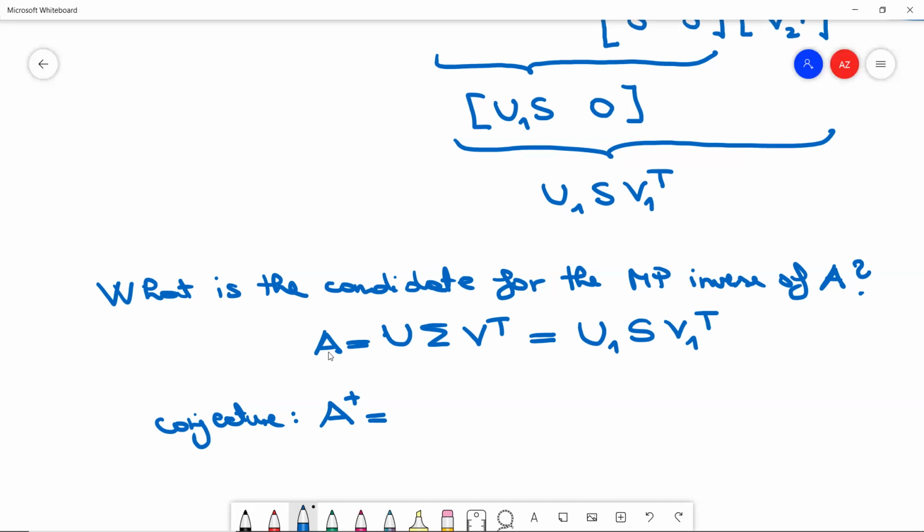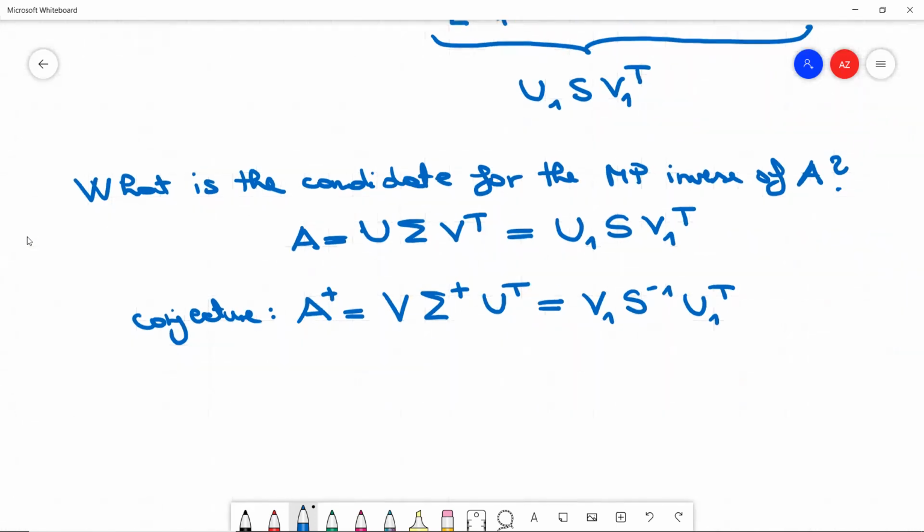If A is singular or if A is rectangular, then we can conjecture the same for A plus. So it's V transpose inverted, so it's V, then sigma not inverted but sigma plus, and U inverted, which is U transpose. And in the short notation, this would be V1 S minus 1 and U1 transpose. So this is our conjecture.